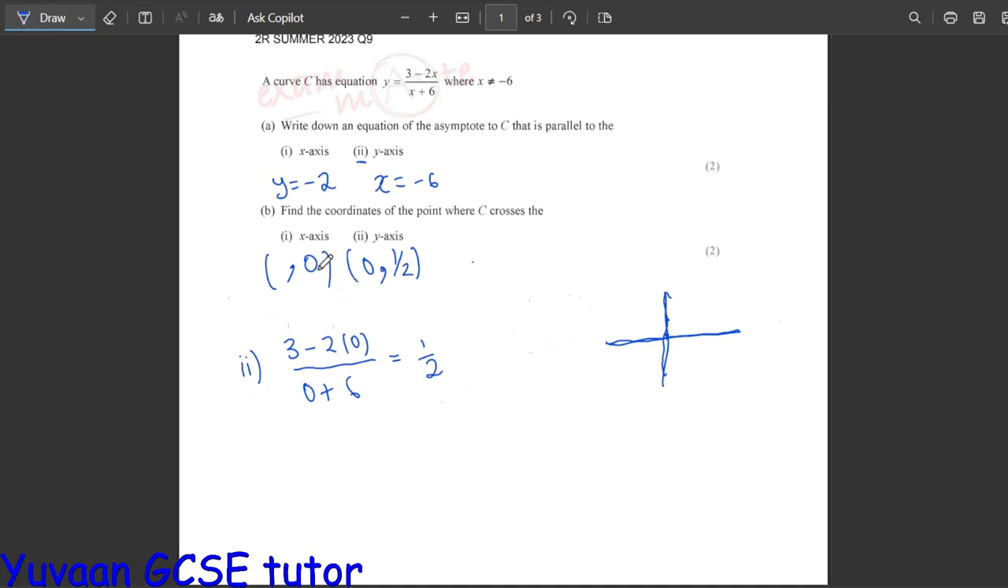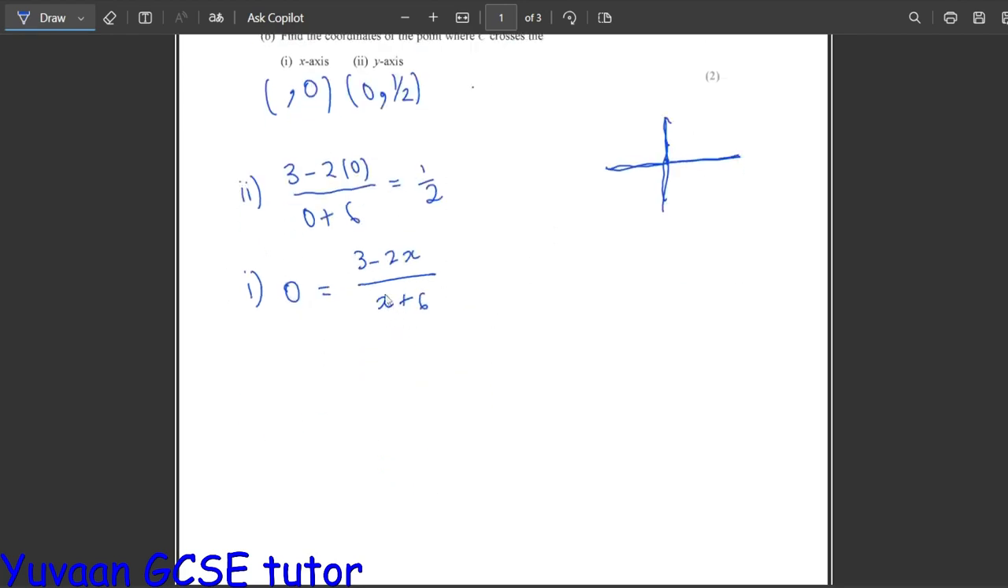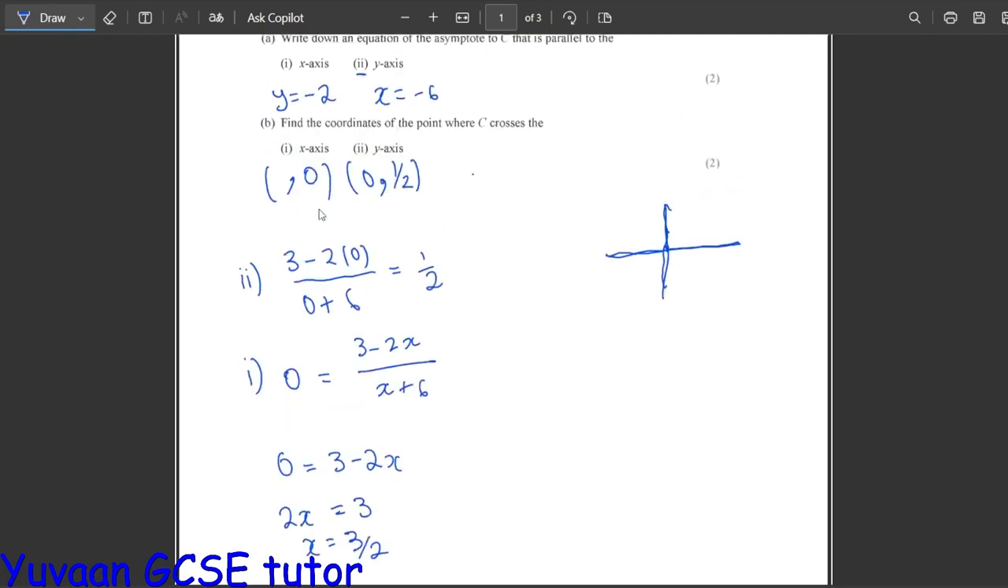So now let's find the coordinates of the x-intercept. What we have to do is equate y to 0, so 0 equals (3 minus 2x) over (x plus 6). This is also fairly straightforward. We can just multiply both sides by x plus 6 to get rid of the denominator, and that just means 0 equals 3 minus 2x. So 2x equals 3, x is 3 over 2. So the coordinates will be 3 over 2 comma 0.